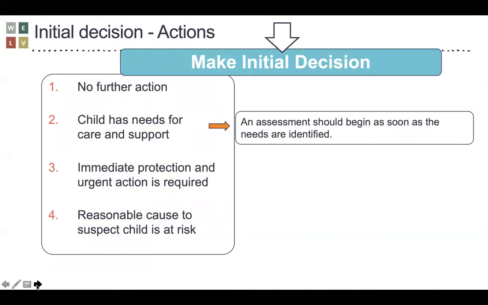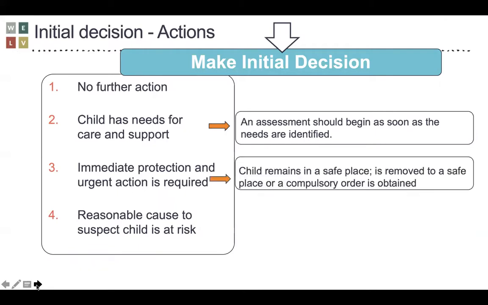If the decision that is reached is that the child has needs for care and support, then social services must initiate an assessment of care and support needs to begin as soon as the needs are identified. If the decision that is reached is in relation to a child needing immediate protection and action being required to protect that child, then social services must make sure that the child remains in a safe place or is removed to a safe place, or it may be that a compulsory order is obtained.